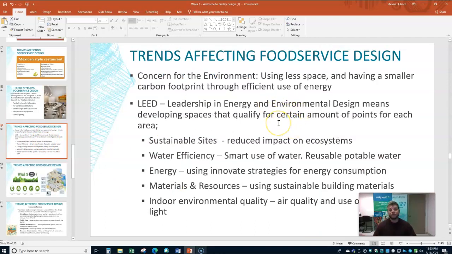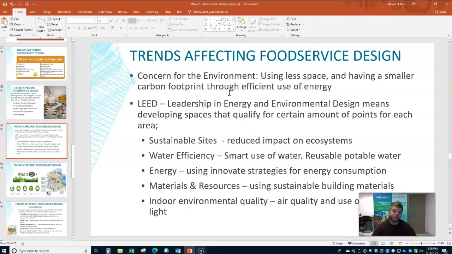Another one is the concern for the environment. While this is not necessarily a trend anymore, but more so just a way of life that everyone needs to adopt, we want to look at certain ways and how to do this. Now the consumer has become a lot more concerned with where they do business, and they want to do business at places that also look after the environment. So using less space if we're able to, having a smaller carbon footprint through efficient use of energy.